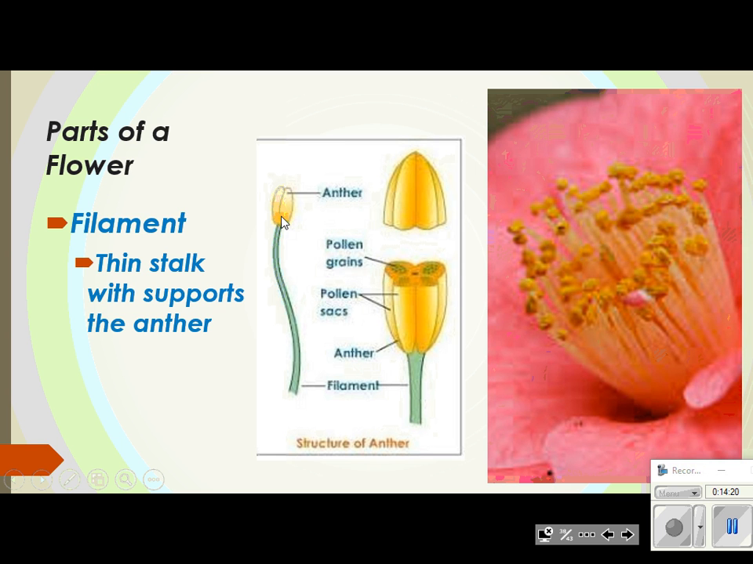And here's a little bit better diagram. We just talked about the anther. Here is that filament. But if you look at the anther, you can see the 4 different pollen sacs, and inside each pollen sac are the pollen grains that are undergoing meiosis, right? Meiosis right there. So that is the anther. Here is the filament, and this is the male part of the flower, which is the stamen.